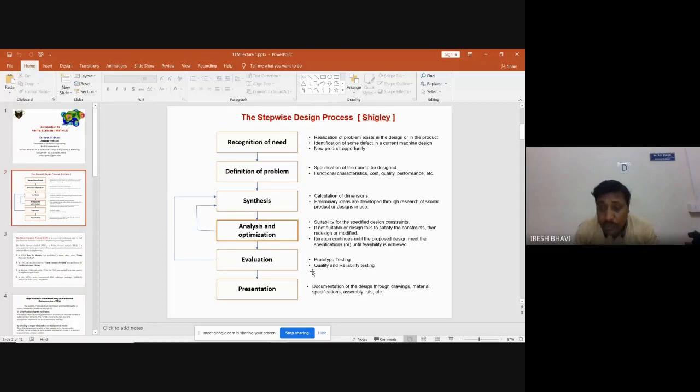Whatever an engineer speaks, he will be speaking only in terms of his drawings. The design engineer will not go to a production person and tell him to manufacture a component like this, its length should be 100 mm, diameter should be 10 mm. He cannot tell it orally. He has to do some documentation, and those documents have to be sent to the production person, and the production person should be able to read and understand those documents. That is why the drawing has come.